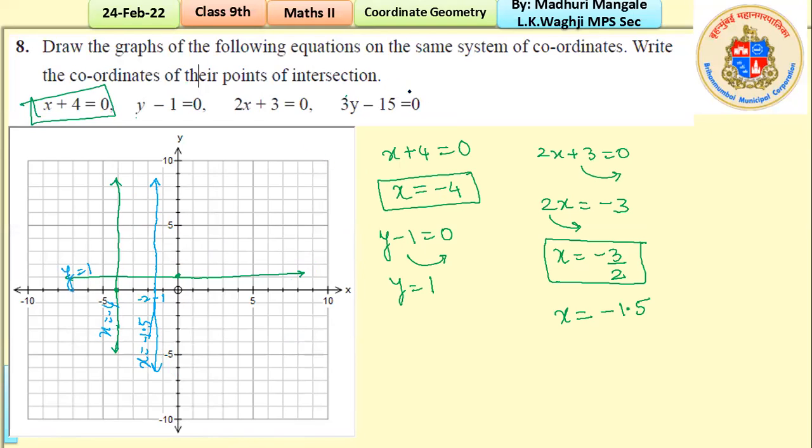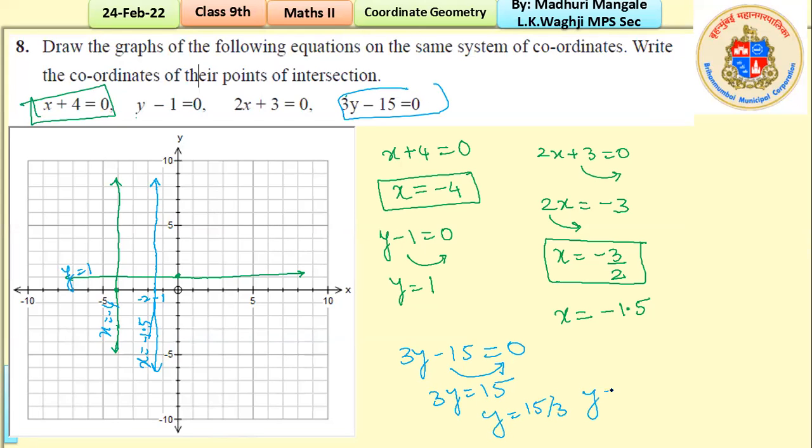Okay, let's look at the last one. 3y minus 15 equals to 0. So get rid of this. It will become 3y equals to 15. Get rid of 3. 3 is in multiplication. That side it would divide. So y equals to 15 divided by 3. So y equals to 5.